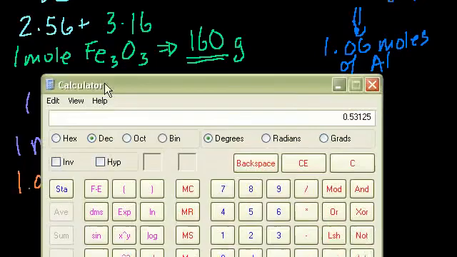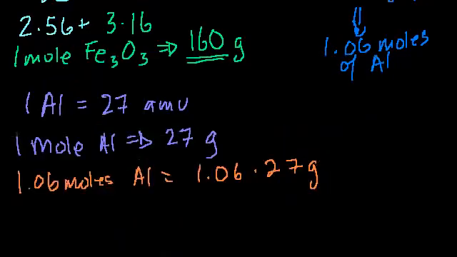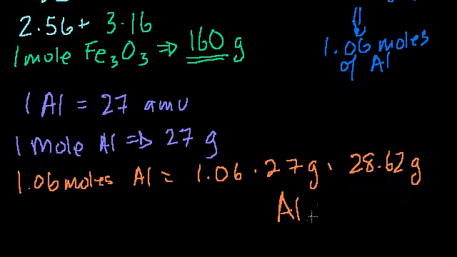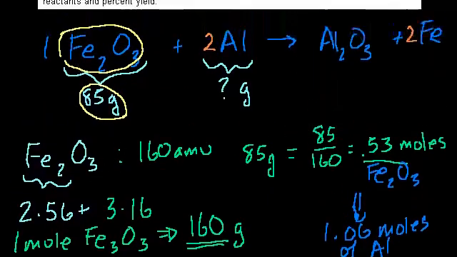So 1.06 moles of aluminium is equal to 1.06 times 27 grams. And what is that? 1.06 times 27 equals 28.62. So we need 28.62 grams of aluminium, in order to essentially use up our 85 grams of the iron 3 oxide.